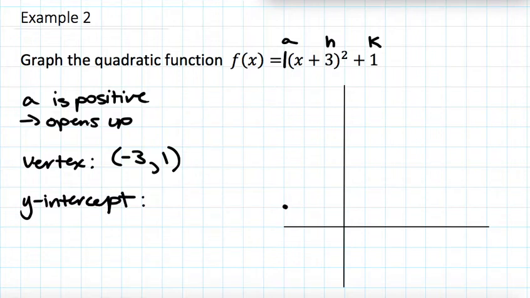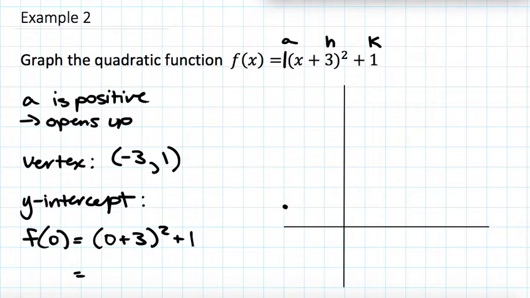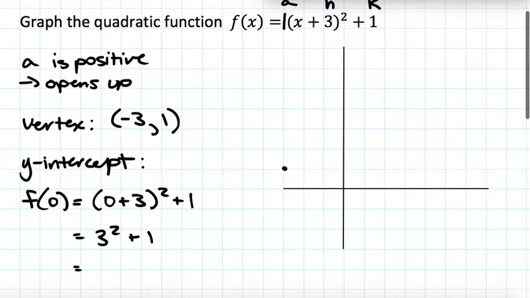So plug in 0 for x. So it's going to be (0 plus 3) squared plus 1. Follow order of operations. 0 plus 3 is 3. This one doesn't have the negative signs to deal with, so that makes it a little bit easier. 3 squared is 9, and 9 plus 1 equals 10. Erase that. So my y-intercept is going to be 1, 2, 3, 4, 5, 6.